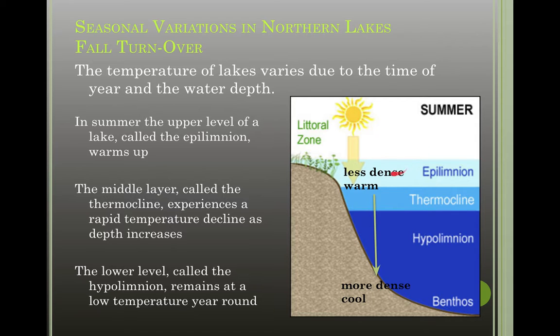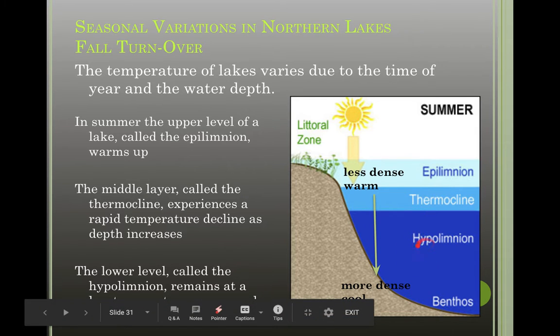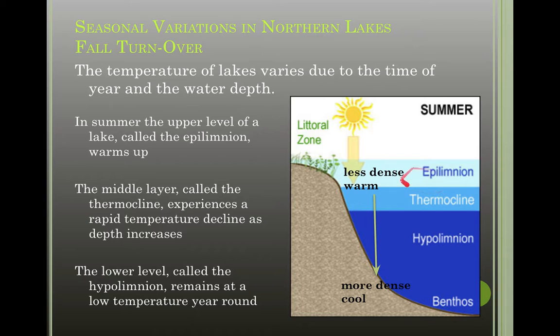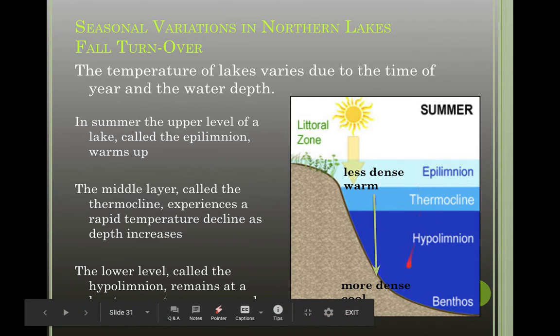So because the warmer waters are warmer, they're less dense than the more dense cool water. So we have this density gradient here. So the upper waters will sit very nicely on the top, and we'll have this stability here in the summer. Okay.